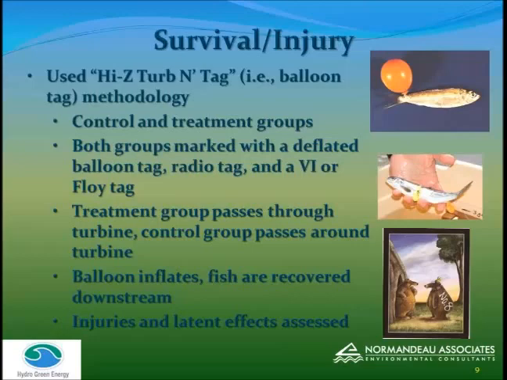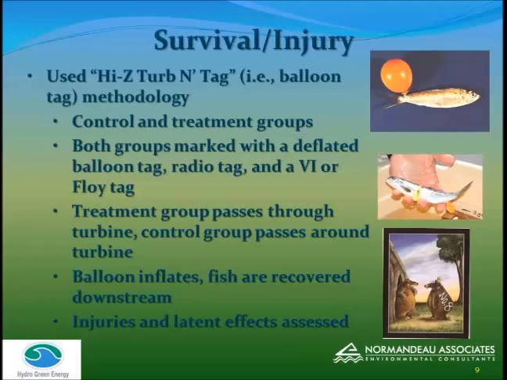The balloon tag is the primary tag in that it allows us to recapture the fish after they pass through the unit. The radio tag is used to help locate the fish before they rise to the surface so that we can retrieve them very quickly. And the VI tag is a backup in case the balloon or the radio tag is lost, or they're both lost, so that we have a way of identifying that fish uniquely.